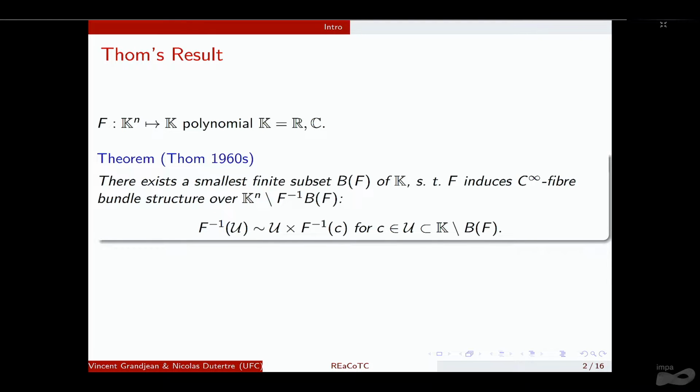So outside of a finite subset of values, the polynomial induces a smooth fiber bundle structure over the preimage of the complement of this finite subset of values. That is, I have a local trivialization around any value outside this finite subset, and the projection map corresponds to the function f. So locally, the preimage of a neighborhood of one of these good values is just a product, and the projection is given by the function f.